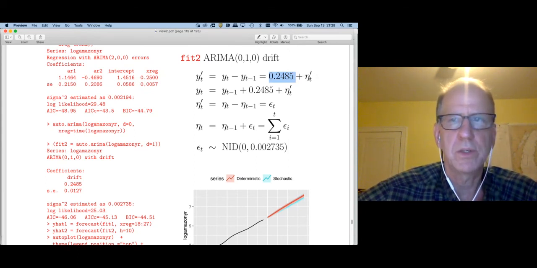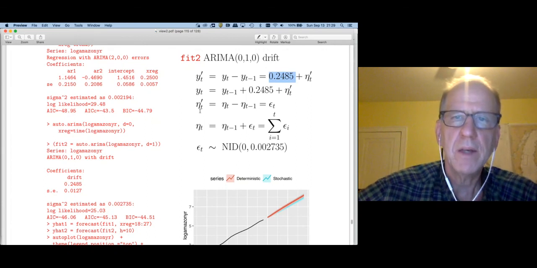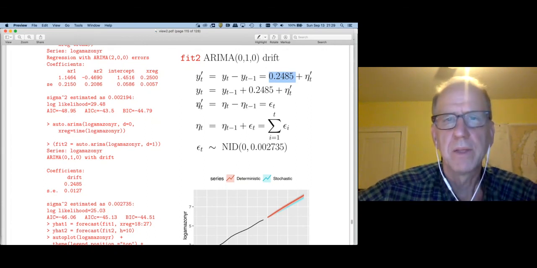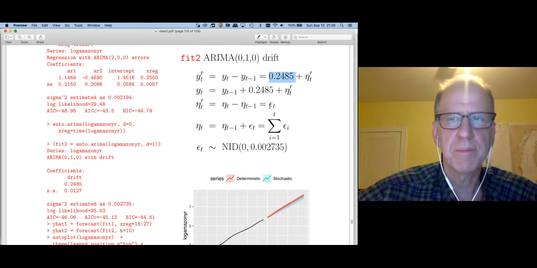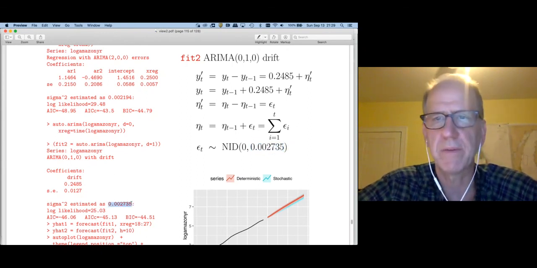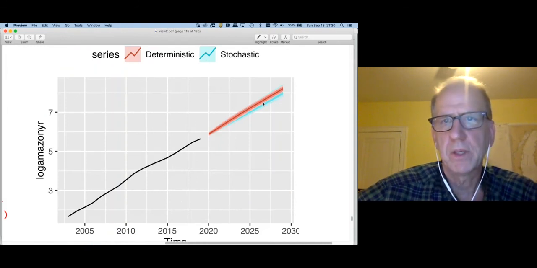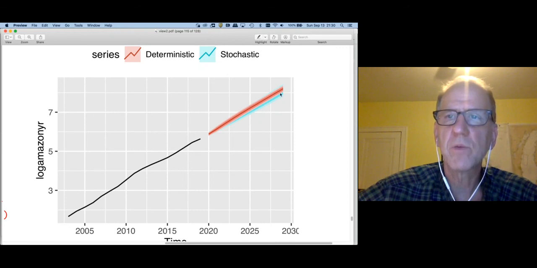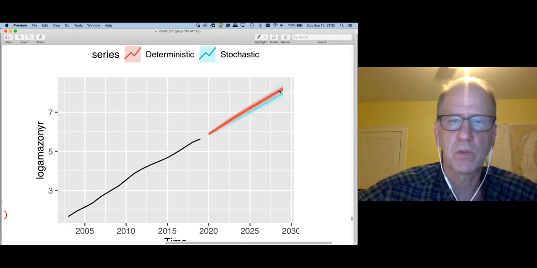Well, what are these errors? The errors would be the difference between two etas. The difference in my etas will be one of these epsilons, where the epsilon has the estimated variance of 0.0027. So what we see is the stochastic version gives slightly wider errors on both sides than the deterministic one, which makes the point that I just made.